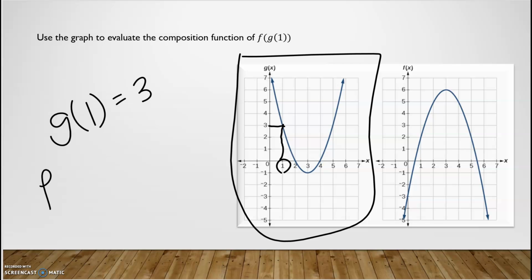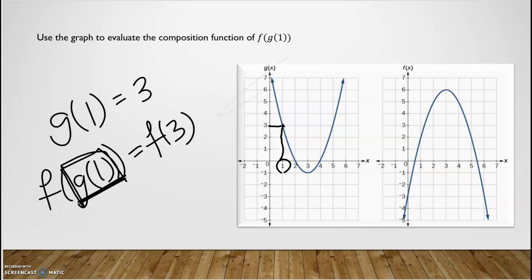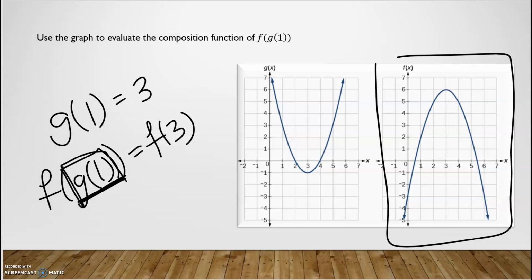So now what we can write is f of g of 1. Now we know this whole thing right here is just 3. So this is f of 3. So now I need to go to f of x. So I need to be over here. Now this is saying that x is 3. So I'm going to come over here to my x values, 3. I'm going to come up to my function. So f of 3 is going to be 6. And that's my answer for f of g of 1. This whole thing is equal to 6.